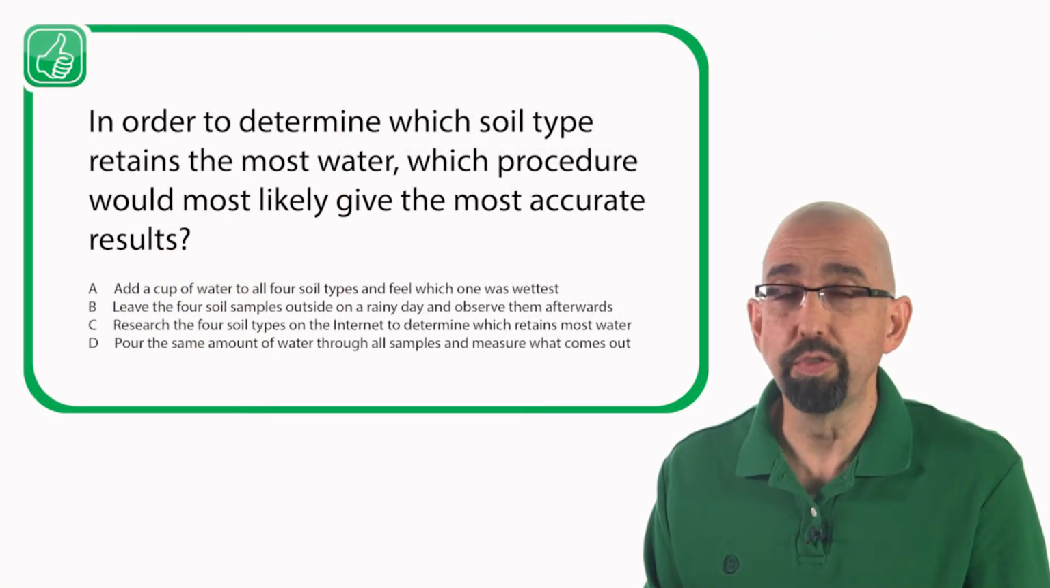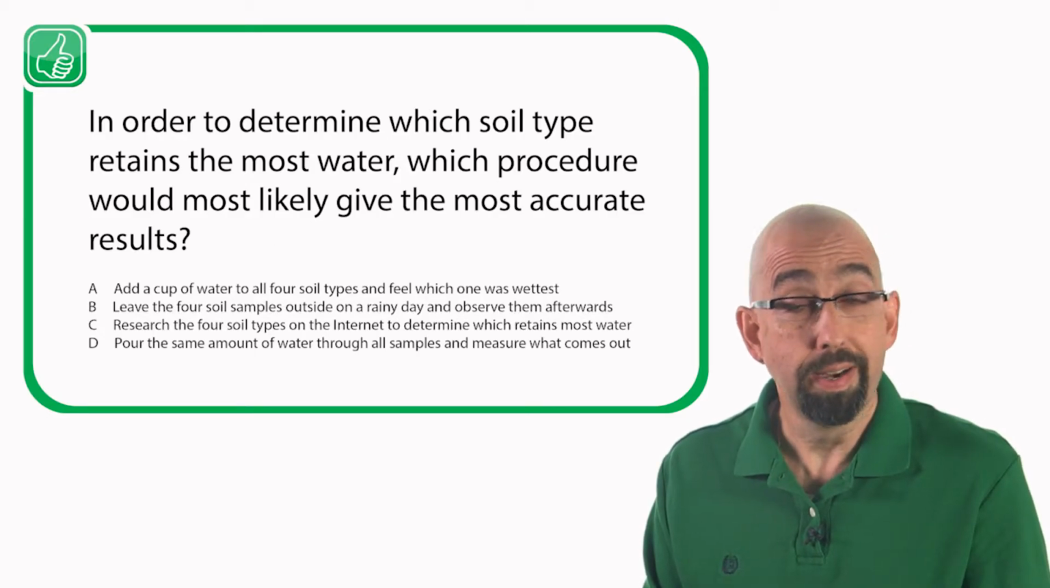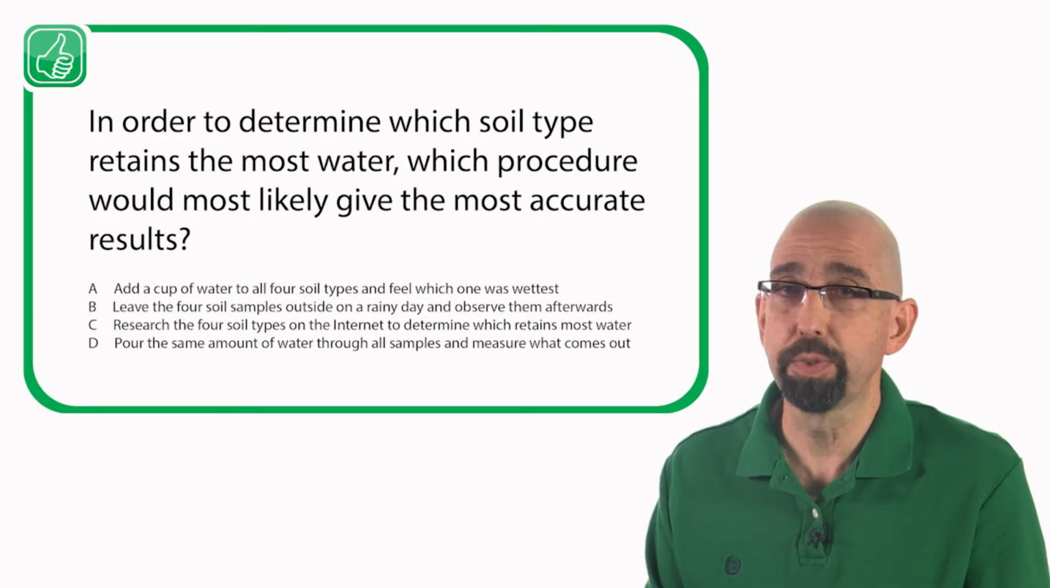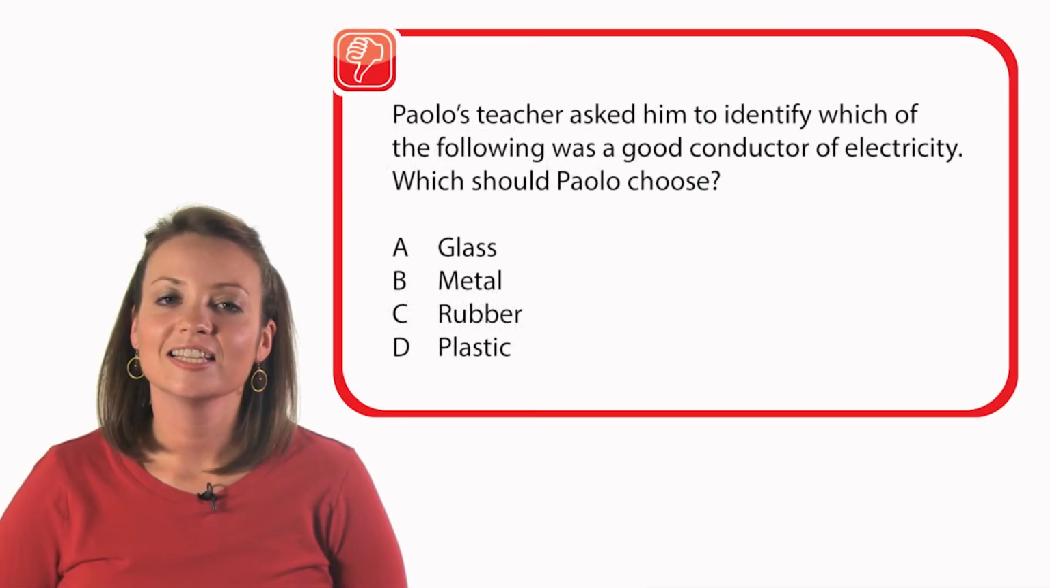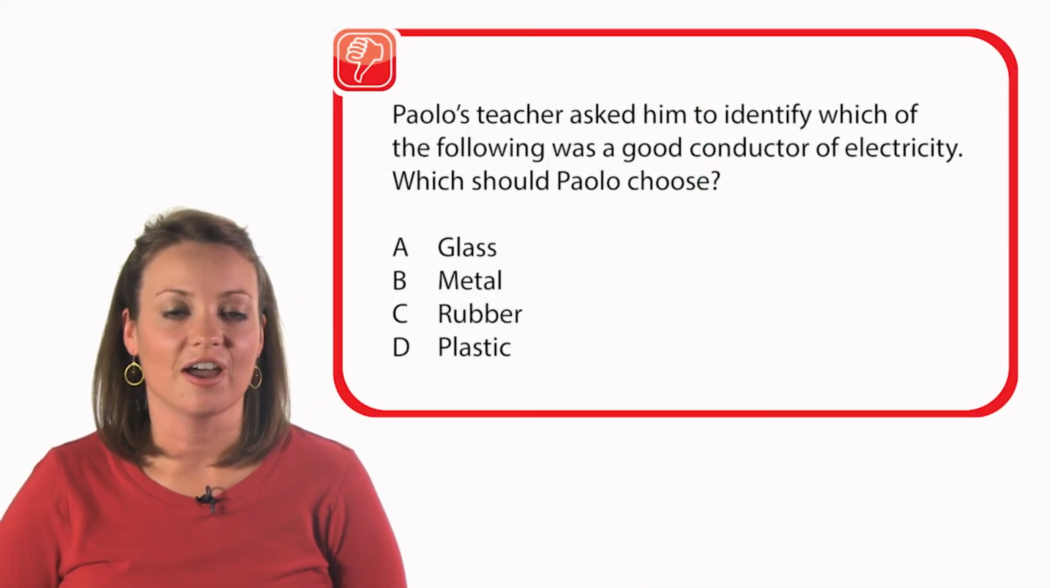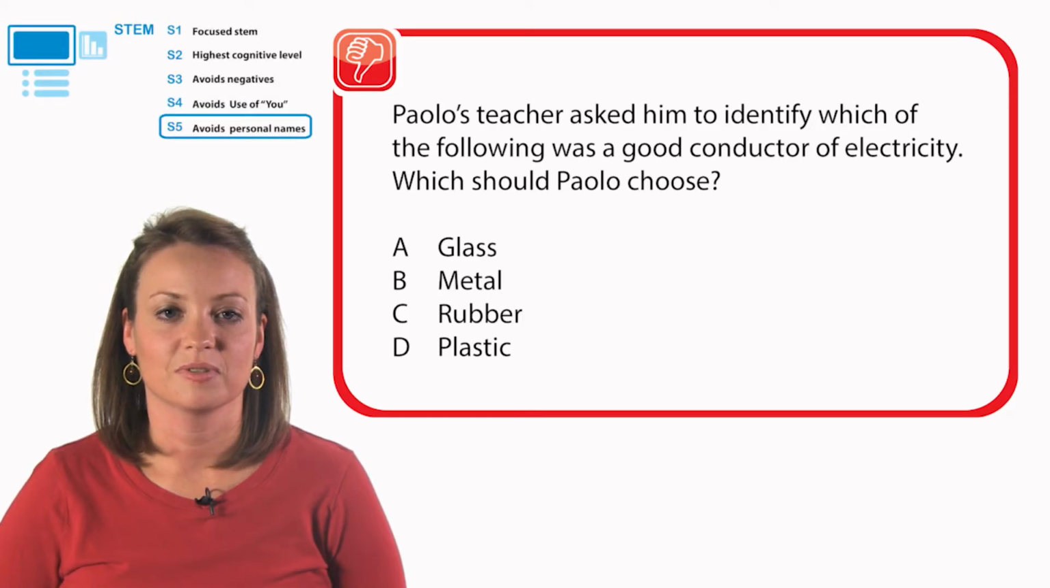This example was improved by removing the you from the STEM. Now the test taker will be looking for the best procedure rather than what he or she might choose to do. This example fails at criterion S5, avoids personal names.